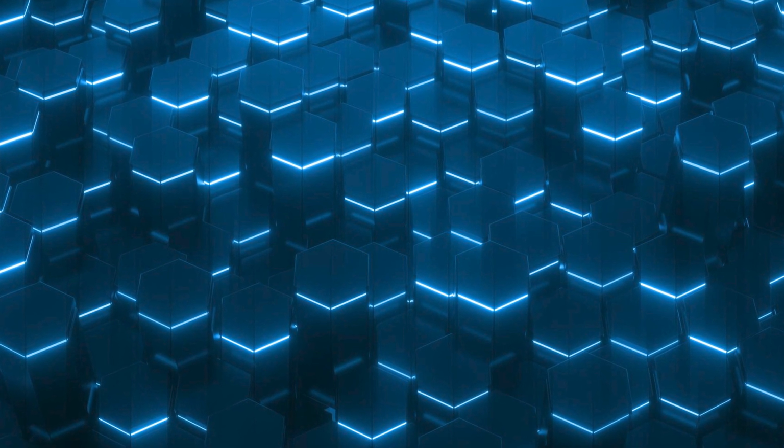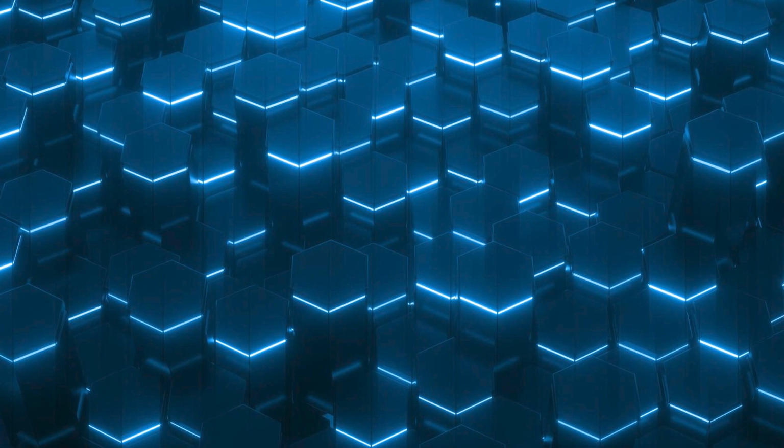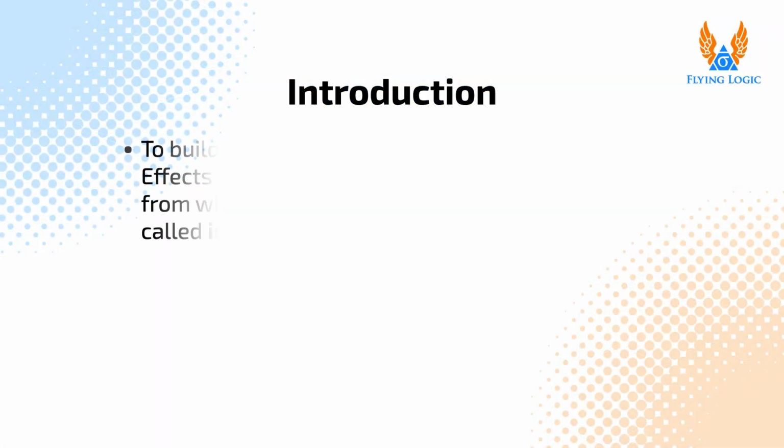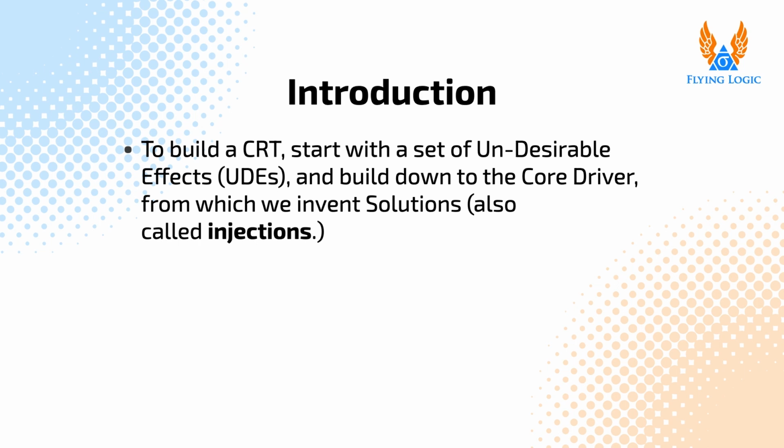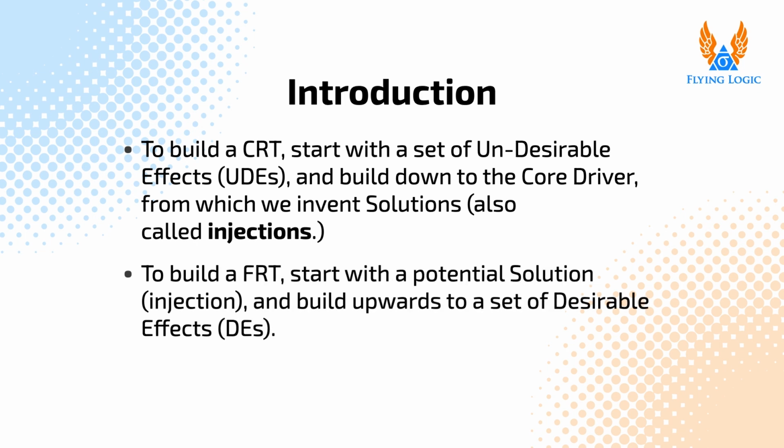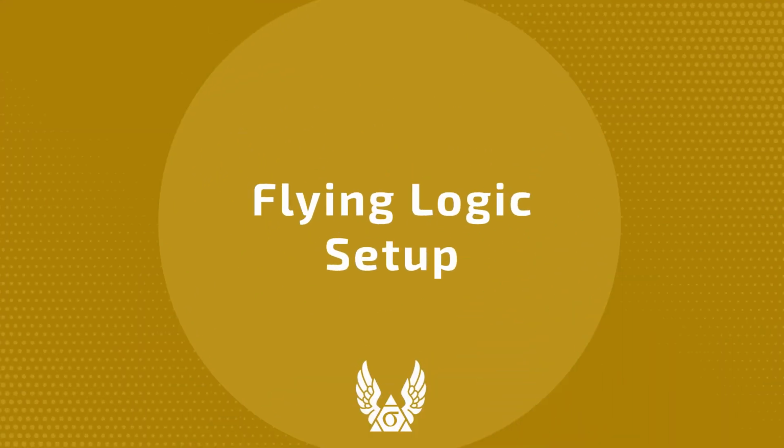The future reality tree is easiest understood by contrasting it with the current reality tree, CRT. To build a current reality tree, start with a set of undesirable effects, UDEs, and build down to the core driver, from which we invent solutions, also called injections. To build a future reality tree, start with a potential solution, injection, and build upwards to a set of desirable effects, DEs. Future reality trees can be built not only from a previously conceived solution, but also from other parts of previously created current reality trees and clouds.